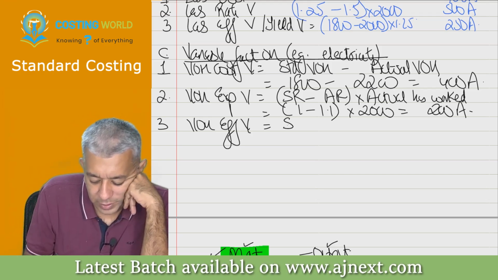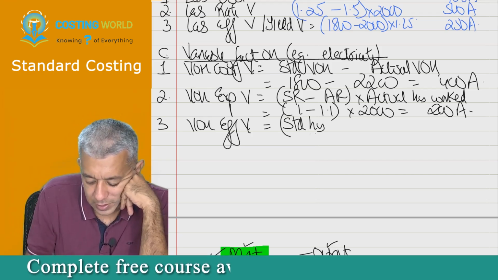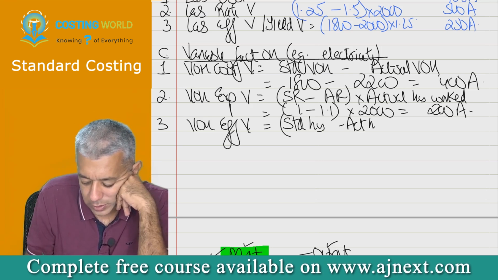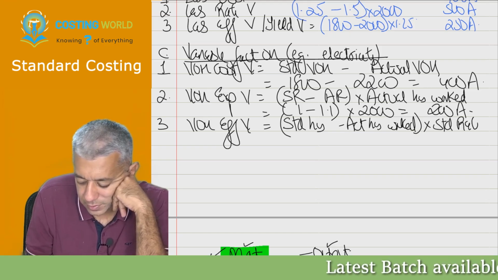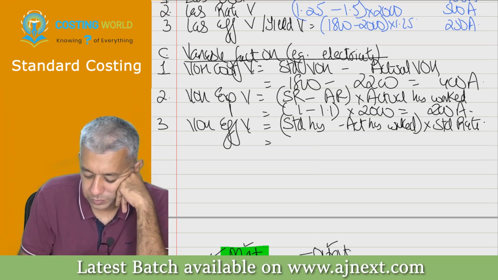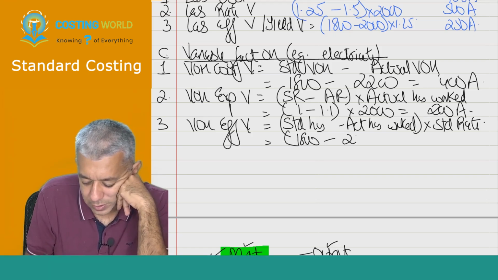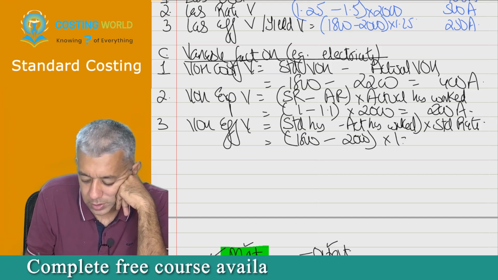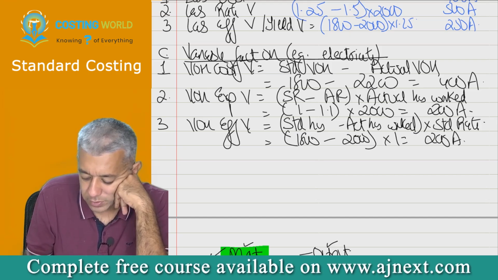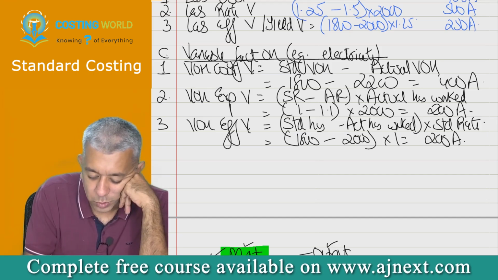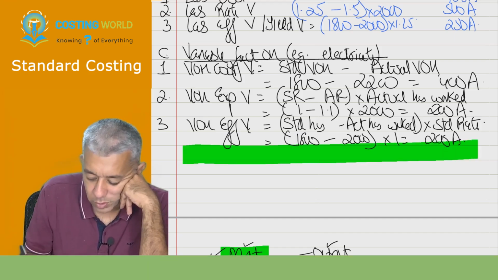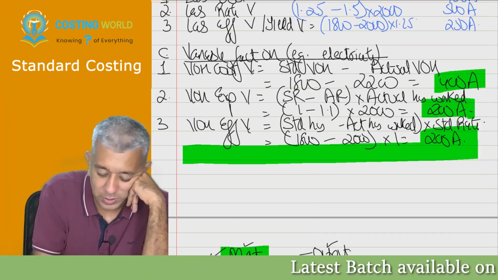Then variable overhead efficiency variance: standard hours minus actual hours worked into standard rate. So electricity should have been used for 1800 hours. It was used for 2000 hours, into 1 rupee, 200 adverse. It's your first problem, so you can write down the check also over here. Obviously, this will tally with this plus this. Please write down your check.